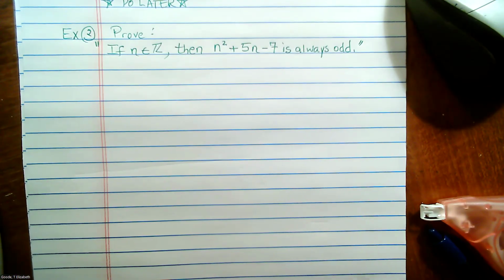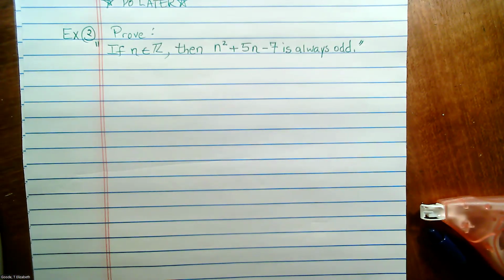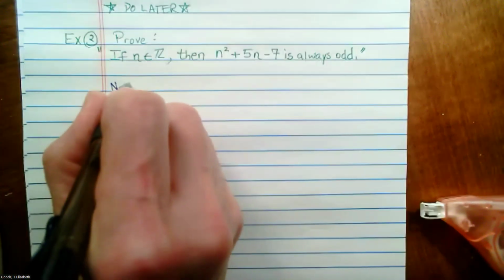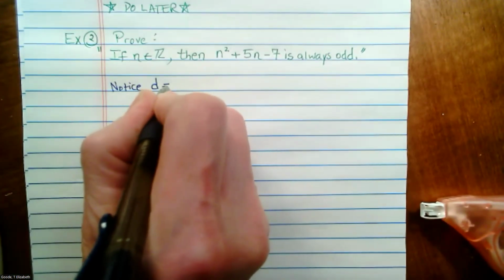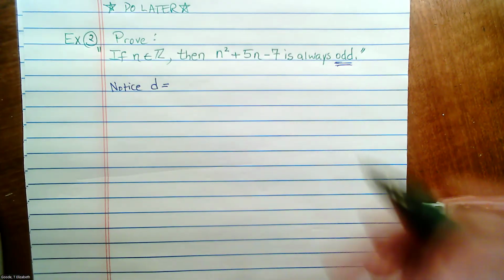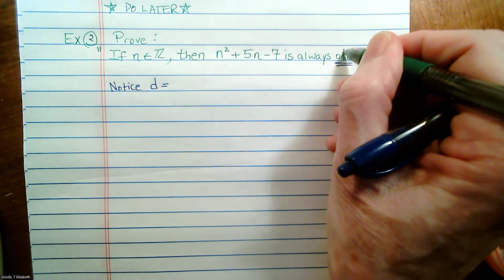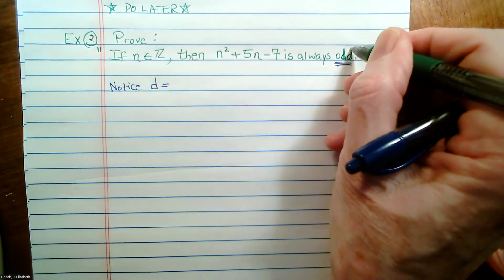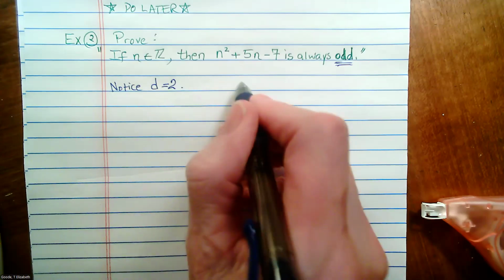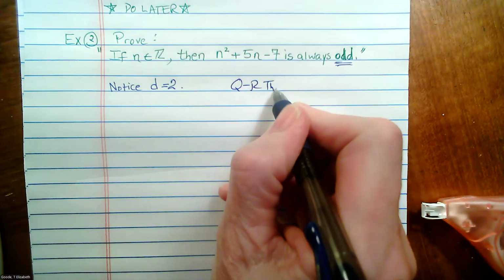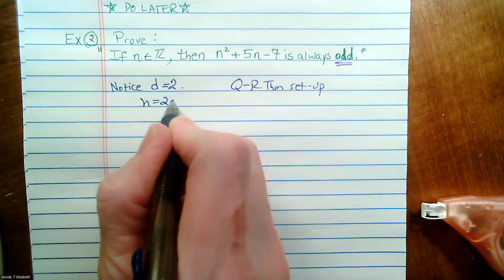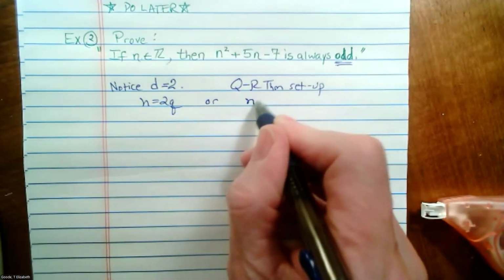So what is going to be the divisor in this particular do later? We're saying n squared plus 5n minus 7 is always odd. So when we're talking about something always being even or always being odd, what's really the divisor we're playing with? 2. Yep. So d is 2. And so the QR theorem setup is going to be that n equals 2q or n equals 2q plus 1.